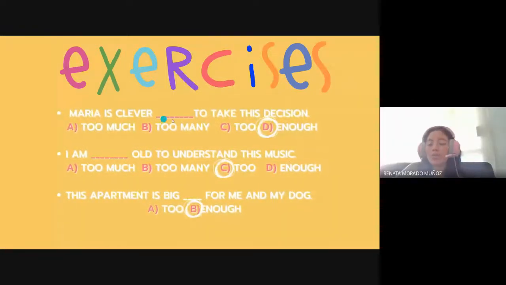Now I am going to do an exercise about enough and too. The first one is Maria is clever enough to make this decision. The other one is I am too old to understand this music. And the last one, this apartment is big enough for me and my dog.